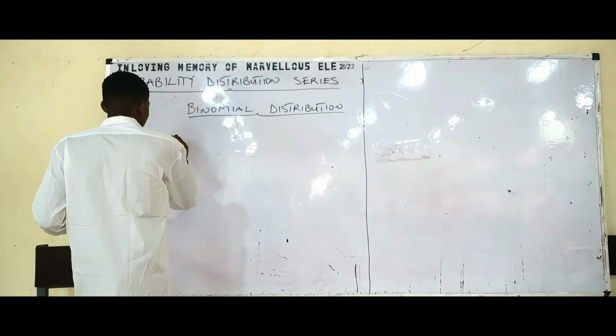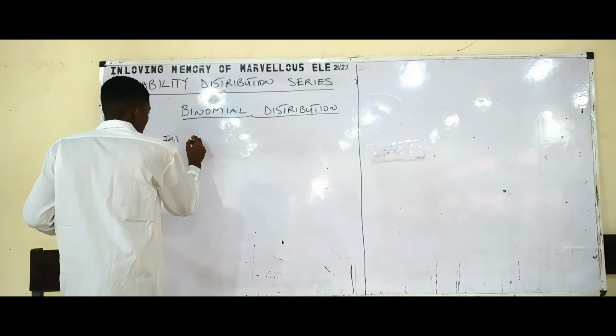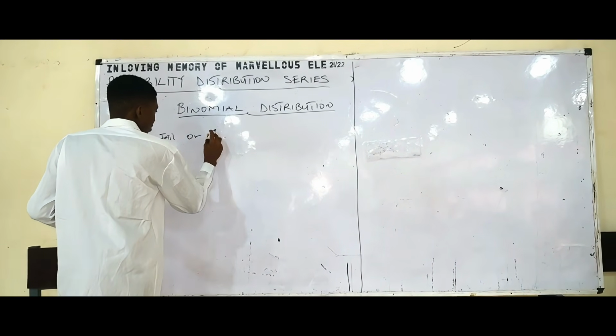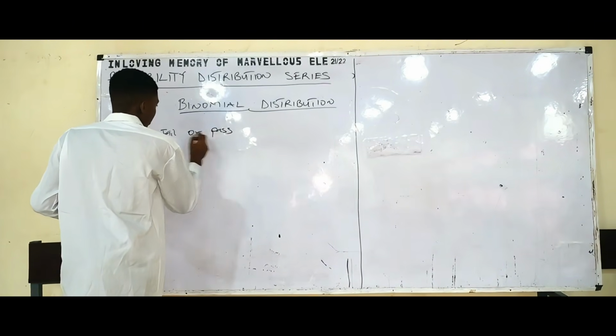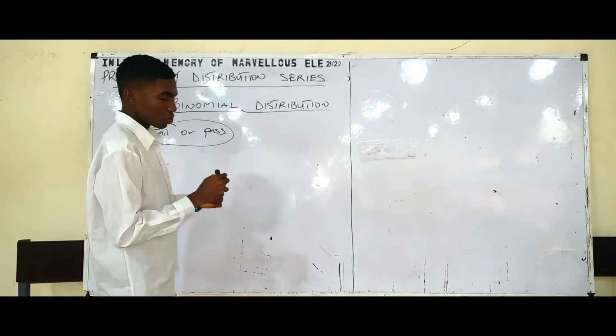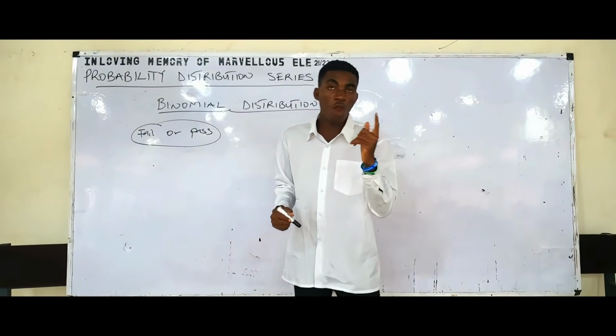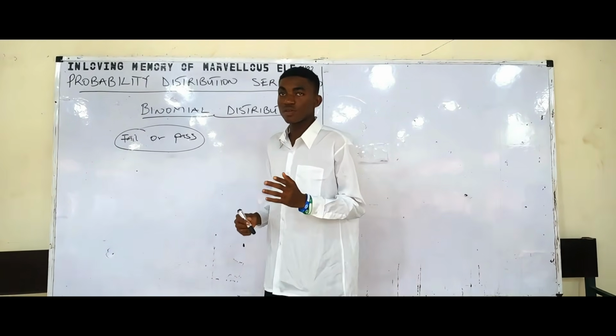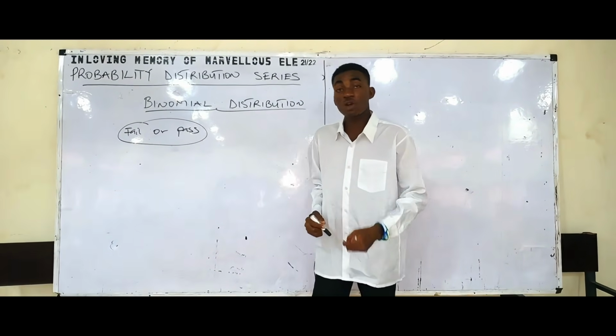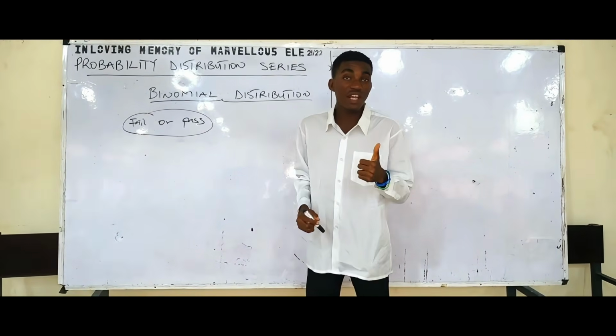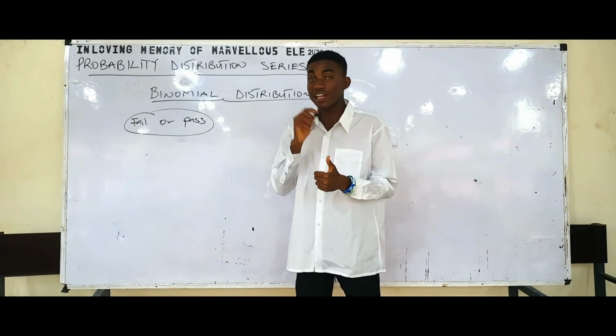Either you fail or you pass. This is binomial distribution, two events. It will occur or it will not occur. Let me give an example. When you toss a coin, either you get the head or get the tail. You cannot get anything other than the head and the tail.